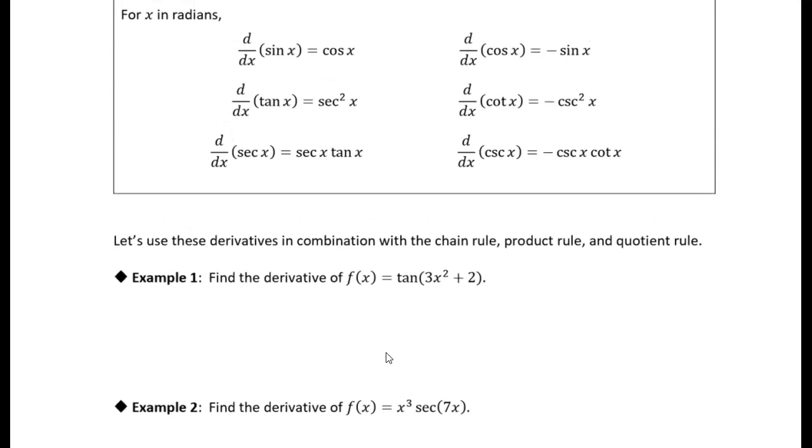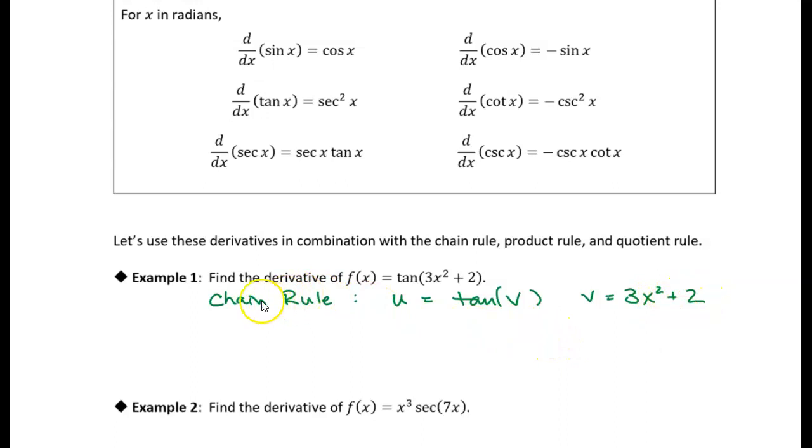We're asked to find the derivative of the tangent of 3x squared plus 2. All right, so we have an inside function and an outside function, right? The outside function is the tangent. All right, so we're going to apply the chain rule to this. We're going to use the chain rule. And the outside function, we'll just call that u, is the tangent of v, where v is equal to 3x squared plus 2.